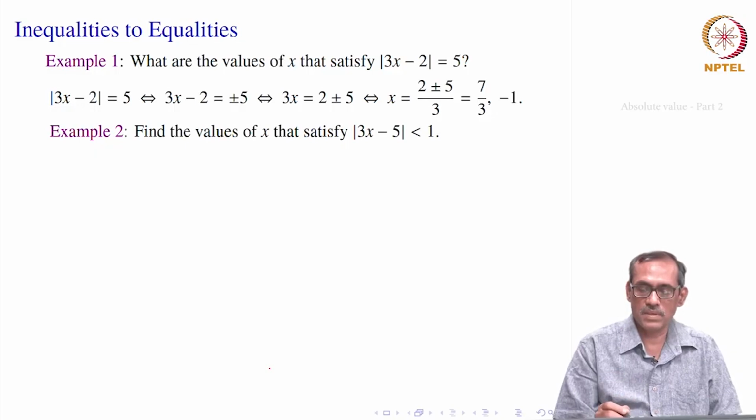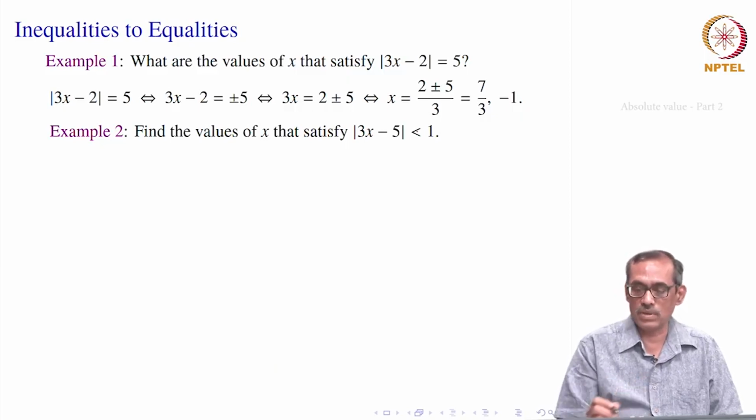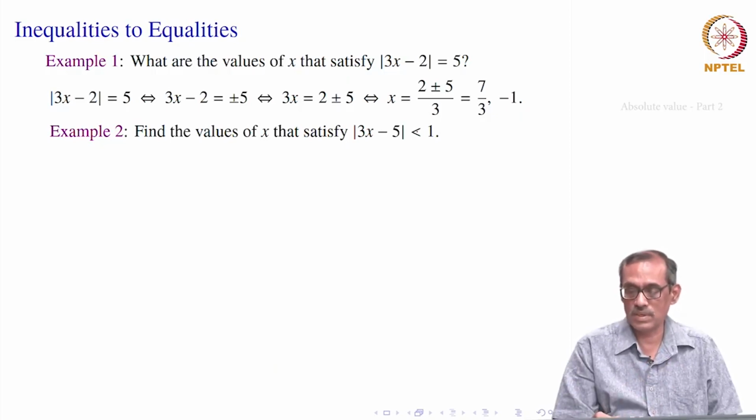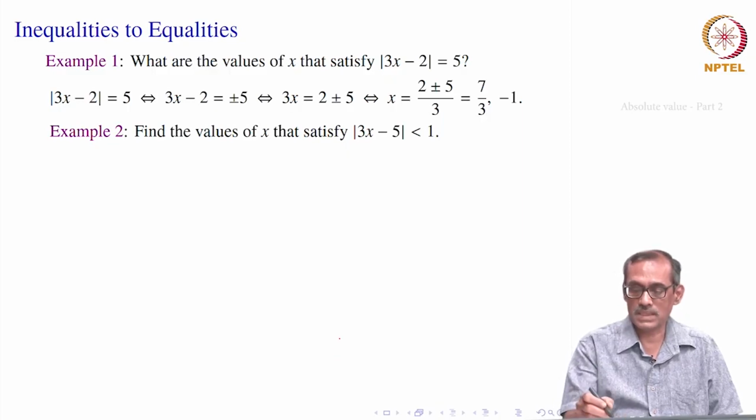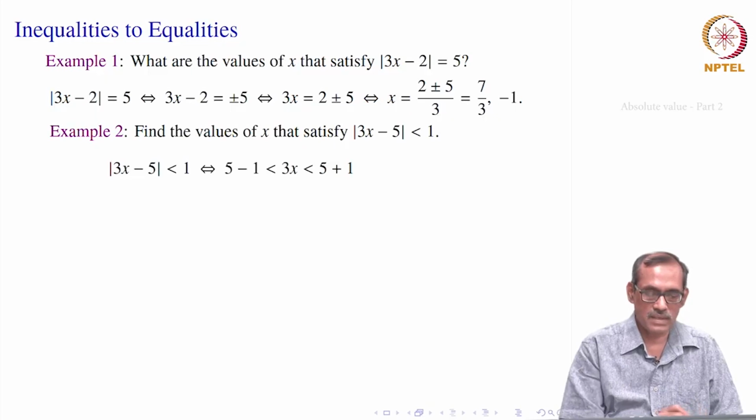Similarly, let us find out what happens if instead of equality we have an inequality. That is, find the values of all real x that satisfy |3x - 5| < 1. Now you can use your sixth one, which we mentioned earlier. |x - a| < delta means x belongs to the delta neighborhood of the point a. So we will use that and see what happens.